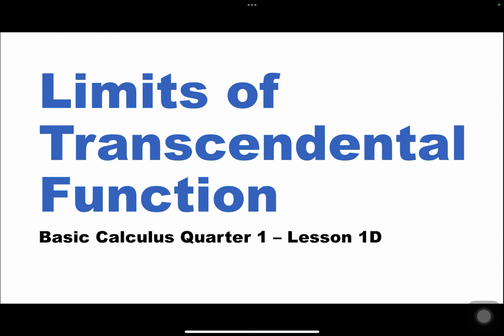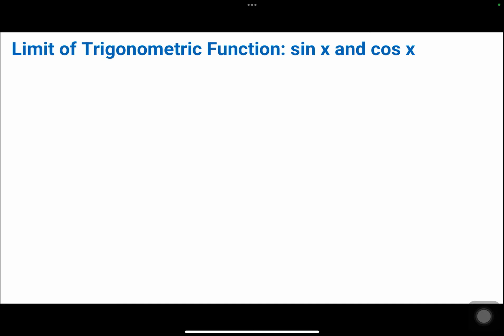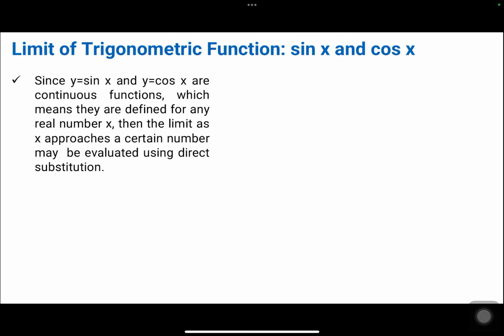So now we will discuss the limit of transcendental functions in trigonometry. You already know that the graphs of y equals sine x and y equals cosine x are continuous functions. If you discuss it in pre-calculus, you can prove it by graphing. Therefore, if we have a real number x, then the limit as x approaches a certain number may be evaluated using direct substitution. So to get the limit of sine x as x approaches a, you will just evaluate the value of sine a.